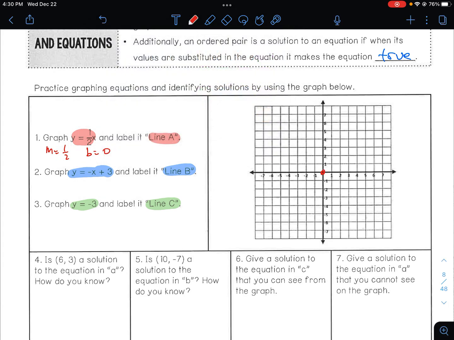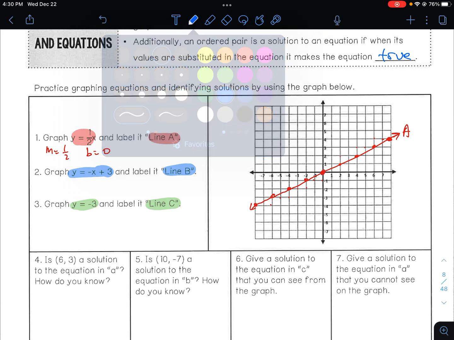You start at 0, and rise over run: rise 1, run 2. Rise 1, run 2, rise 1, run 2, rise 1, run 2. And you want to apply that pattern backwards, so rise -1, run backwards 2. So you do it backwards as well, and then you get this line, which is a pretty good line. And they want me to call it line A.